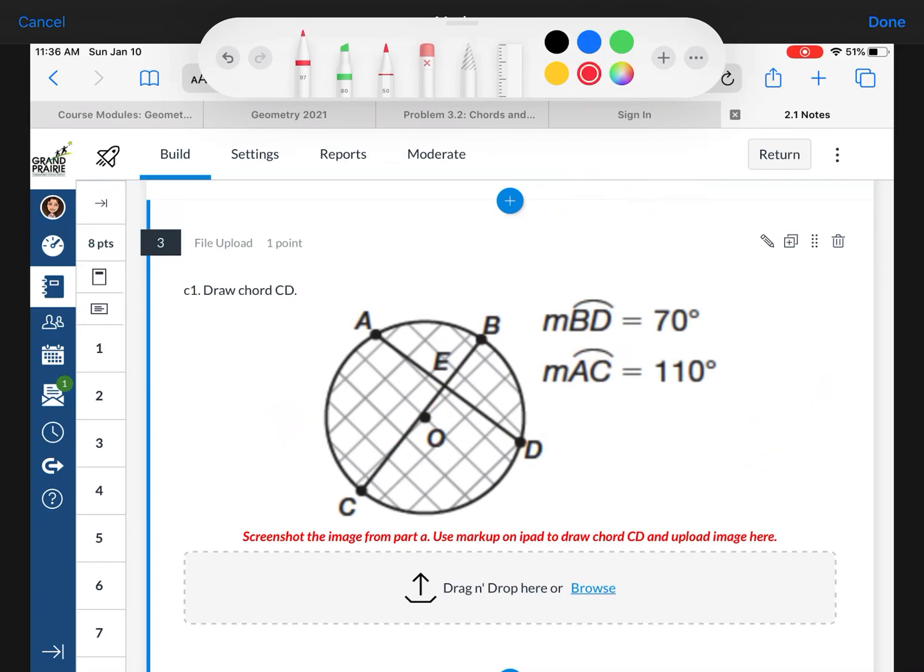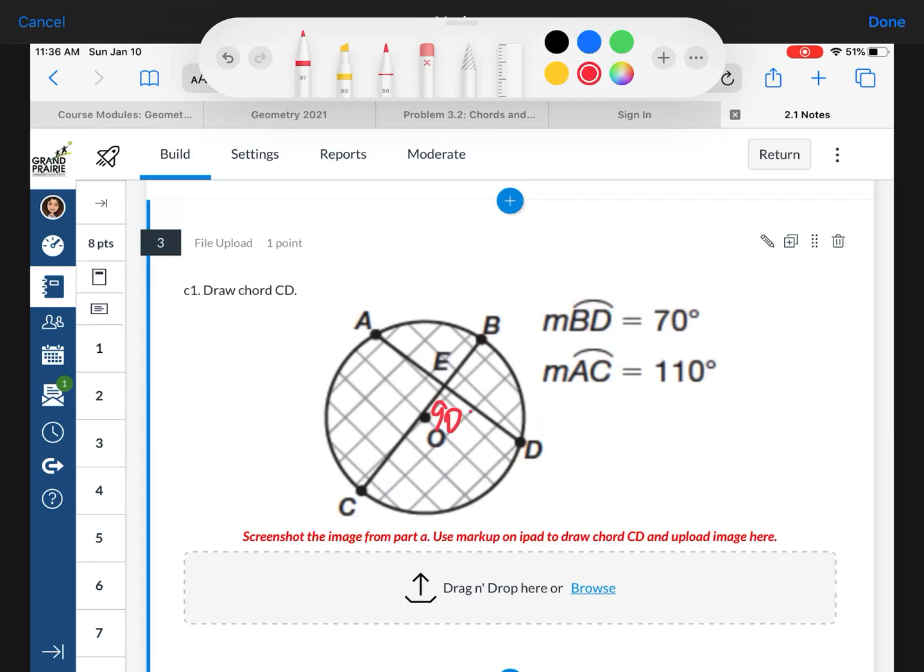We came up with the rule. Remember, our goal was to find the measure of this angle, right? We didn't have a way to figure out what the measure of angle BED was. But we were able to find that the measure of this angle right here was 90. We used inscribed angles to do that, as well as a triangle.